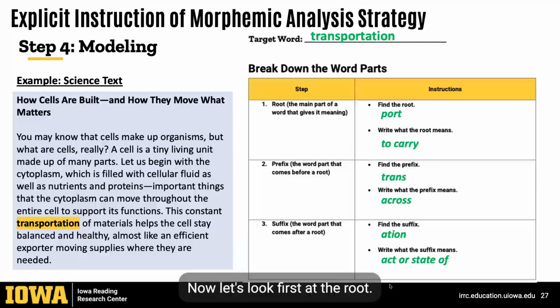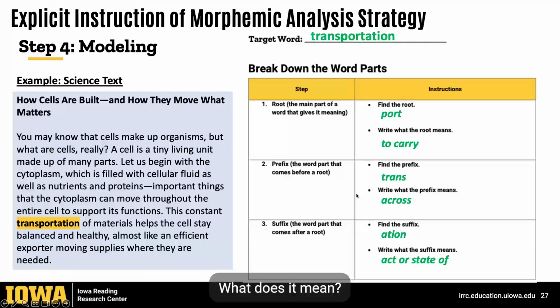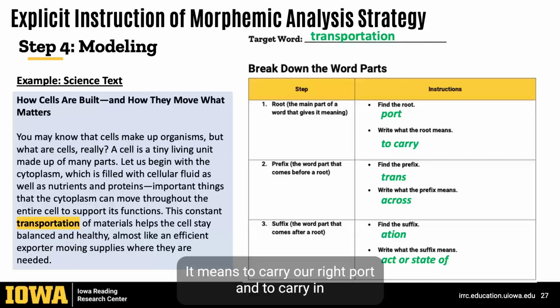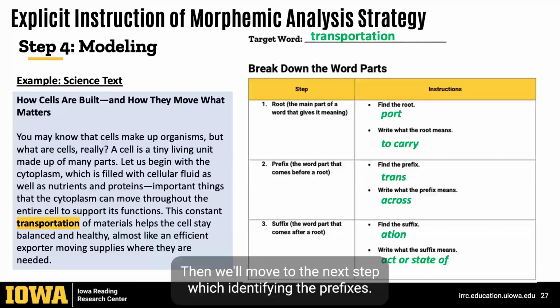Now let's look first at the root. What's the root of the word transportation? The root is port. What does it mean? It means to carry. I will write port and to carry in step number 1, the root in my morphemic analysis organizer. Then we'll move to the next step, which is identifying the prefixes.